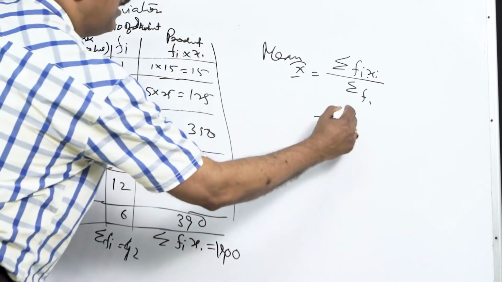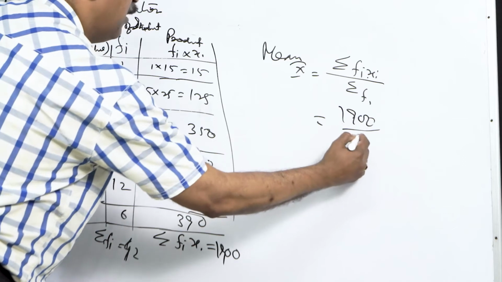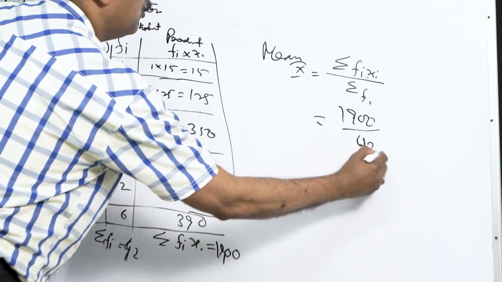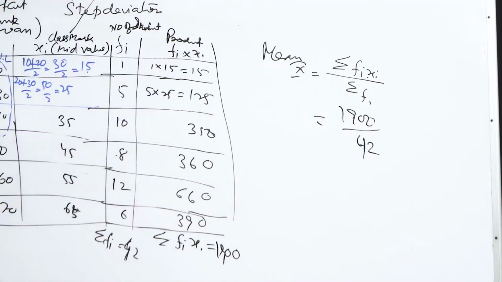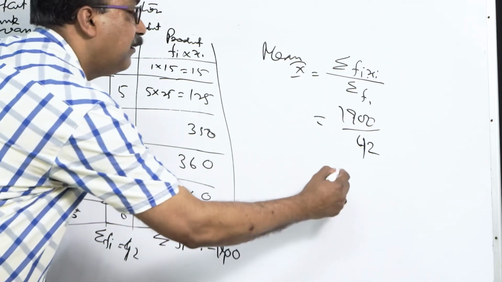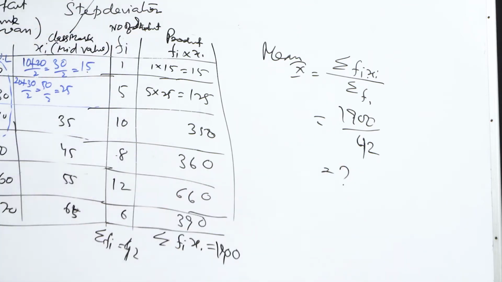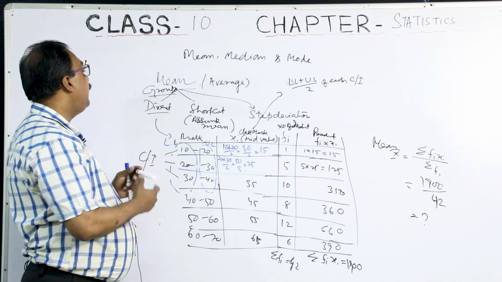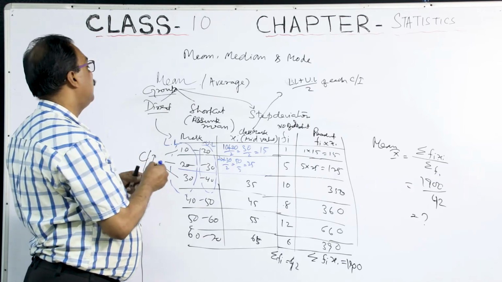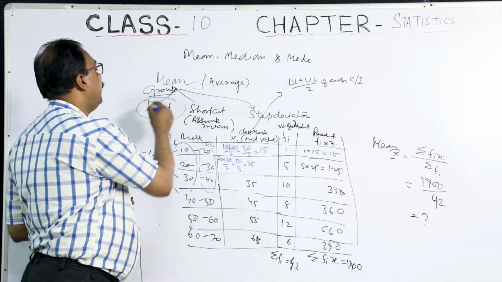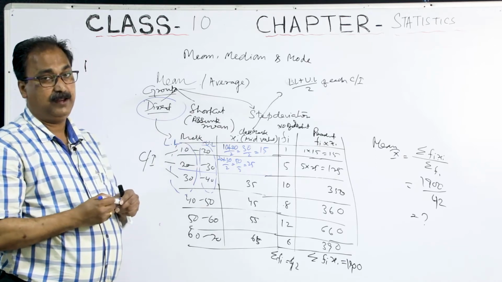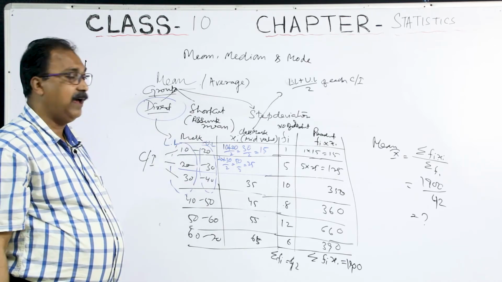So, it's 1900 by 42. So, we can calculate, divide, you get the answers. So, here we can complete it, get the answers. So, this is the way we can solve. What method we did? Direct method. So, please try to copy down this direct method. Very, very easily we can solve by direct method.